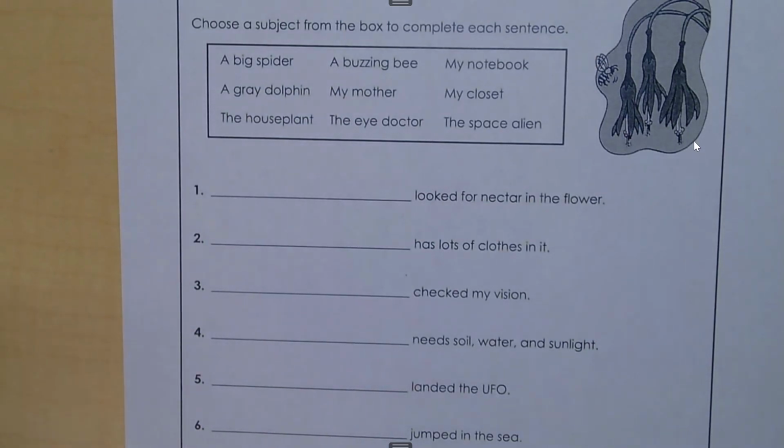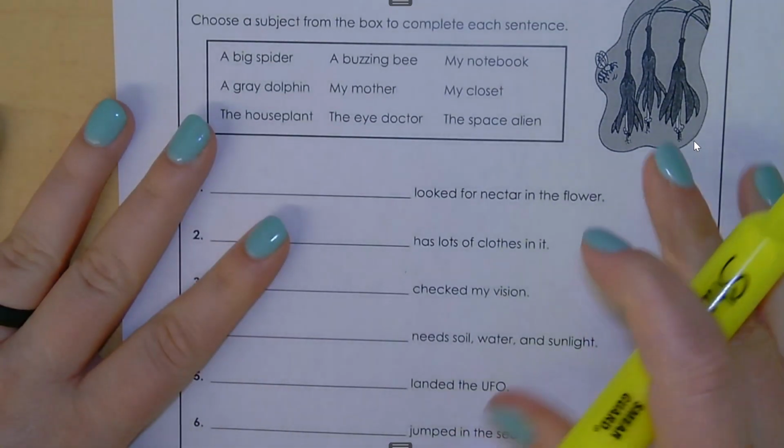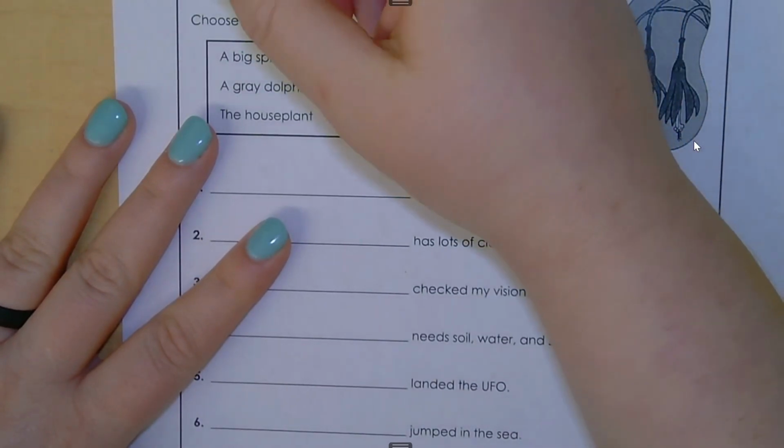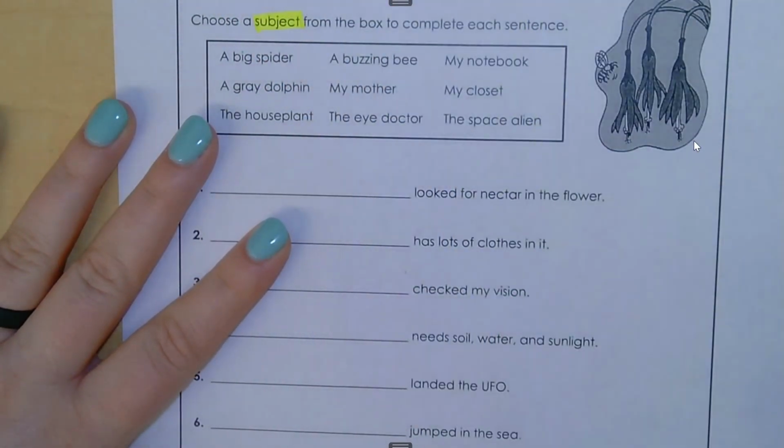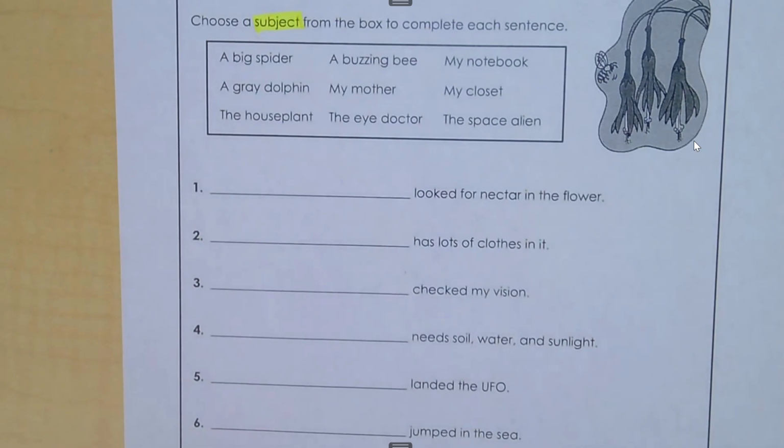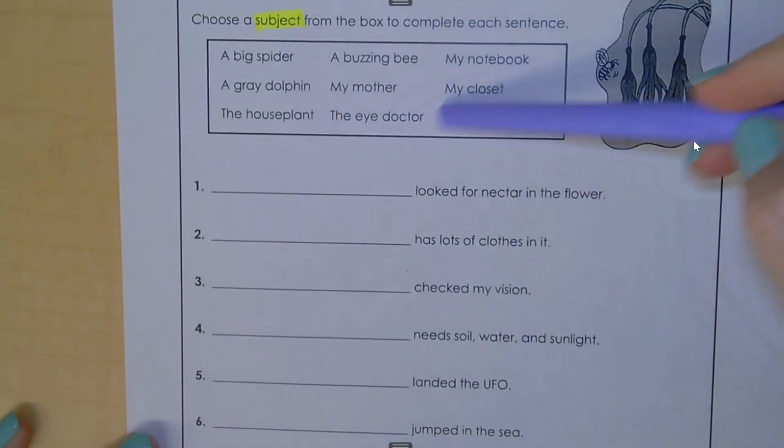Good morning, class. This week in English, we are going to be learning about subjects and predicates. Today, we're just going to focus on subjects, okay? The subject of a sentence is who or what the sentence is about, okay? So in this box, we have several different subjects, all right?